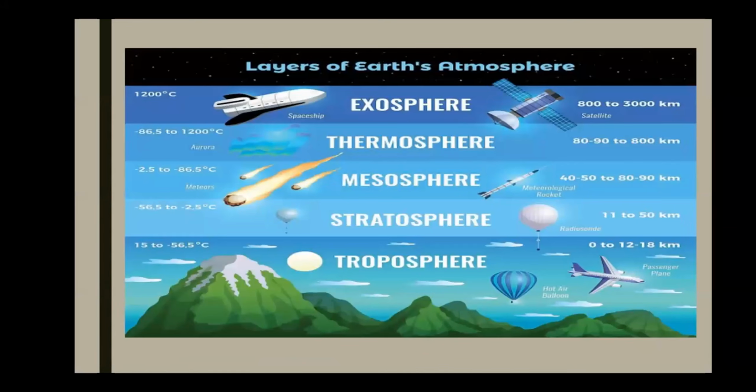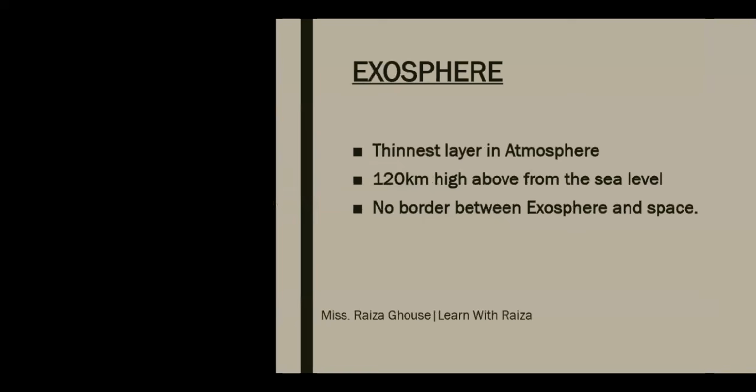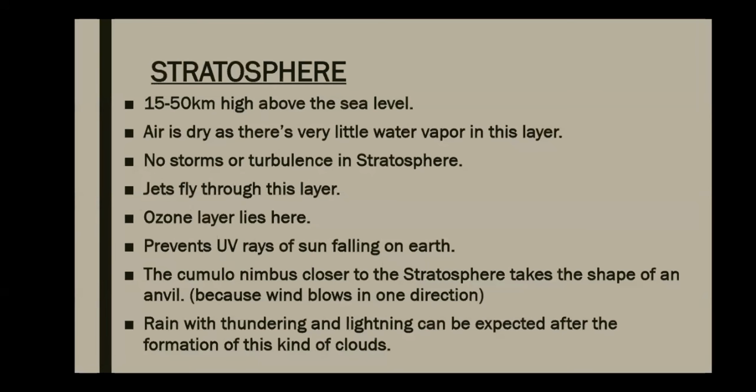Layers of the Earth's atmosphere. Now you can see, I told you about the troposphere, where parachutes, helicopters, and aeroplanes can travel. In the stratosphere, the jets can fly. And remember, in the stratosphere the rain occurs with thundering and lightning, right? And remember another point, cumulonimbus is closer to the stratosphere.